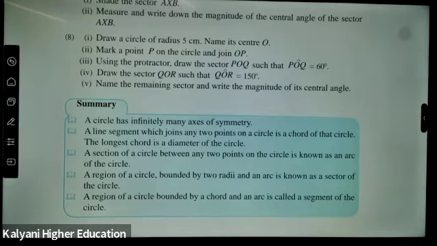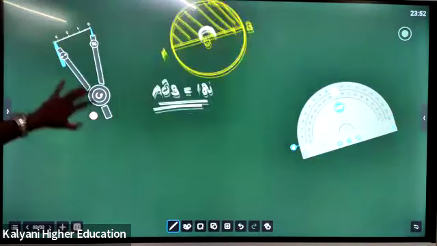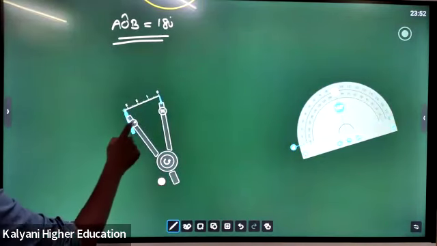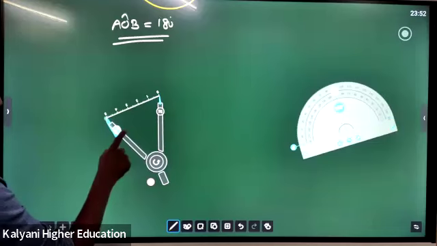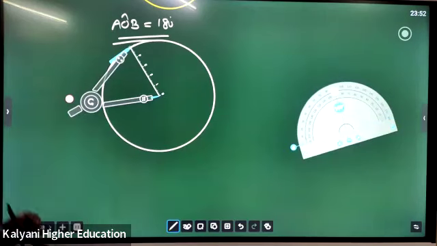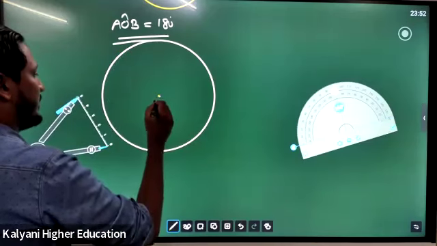Okay, good. What they said first: draw a circle of 5 centimeter. How to draw a circle of 5 centimeter? I'll take the compass and measure 5 centimeter using the ruler. Then you have to draw the circle with center O. And name the center as what? O. Center O. I'll take the compass here. So the center is O.